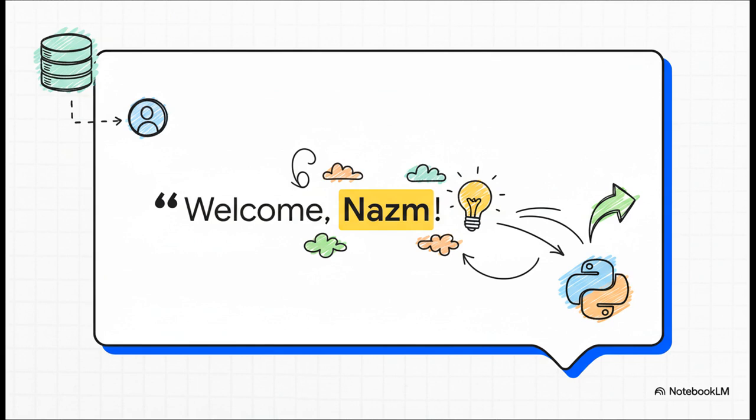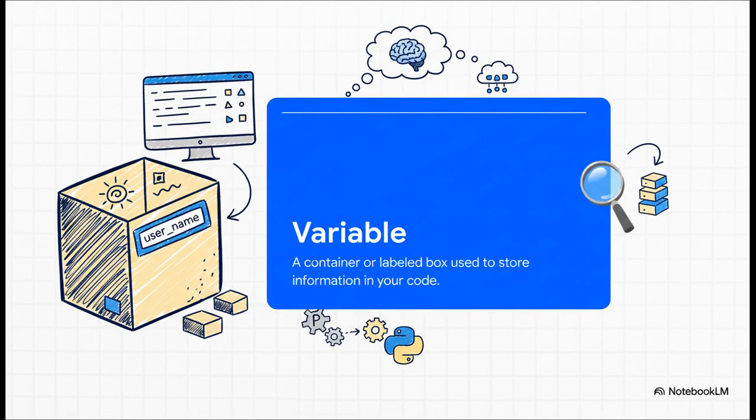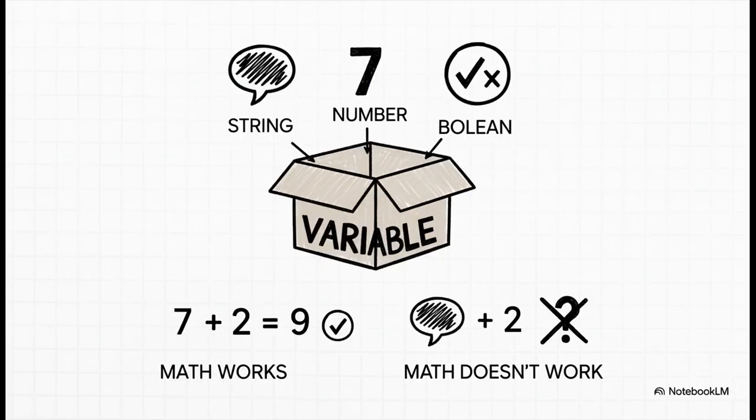It changes for every single user. So to make that happen, our code needs a way to store that specific, changing piece of information. And that brings us to our very first key concept, a variable. Honestly, the easiest way to think about it is like a labeled box. We can pop some information inside this box, slap a label on it like user_name, and then anytime we need that data, we just call it by its name. Simple as that.